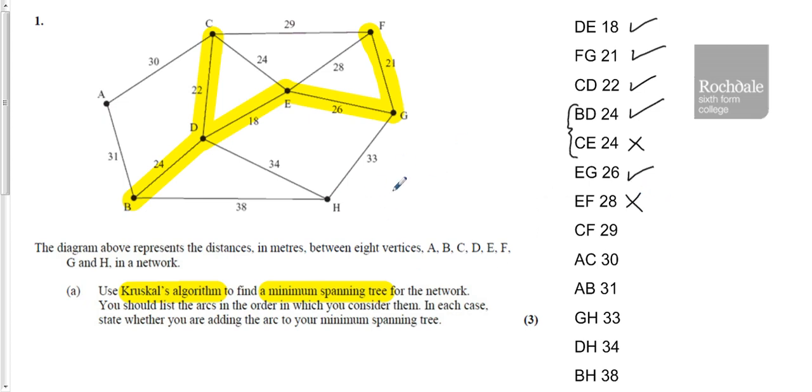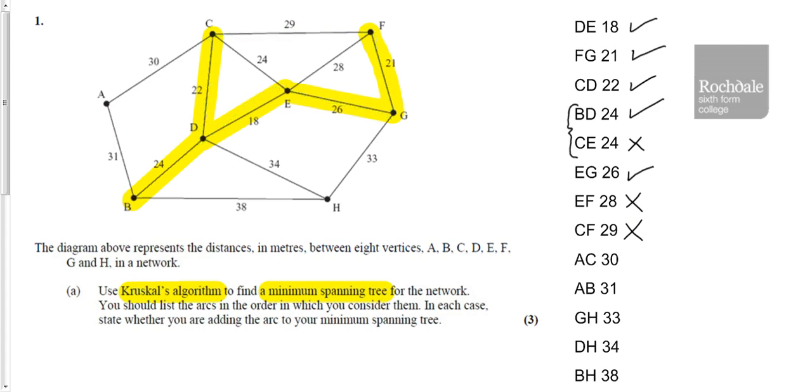Now, when would I stop doing this algorithm? Well, I'd stop when all the vertices are included in the tree. At the moment, A and H are not included. So as soon as they get included, I will then stop the algorithm, and that will be the end of part A. So let's look up next. We have CF. CF, that's no good. We have a cycle here, CF, from C to D to E to G, F, back to C. That's an example of a circuit or cycle. So we're going to reject CF.